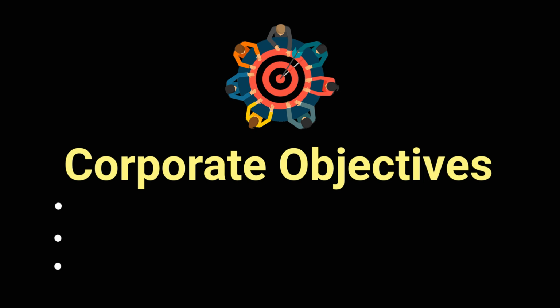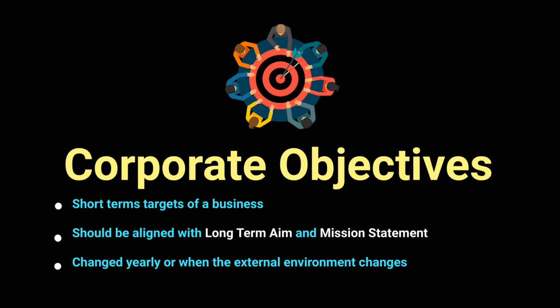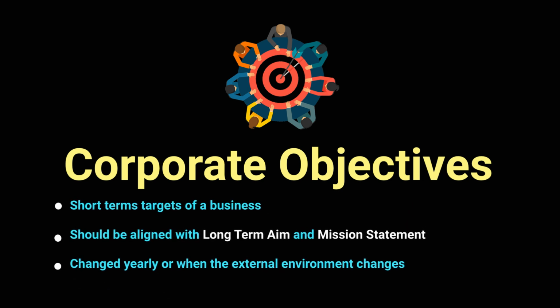Today we will turn our focus towards the third tier of the hierarchy of objectives, which we identified as corporate objectives. Now remember that the corporate objectives are your short-term targets that the business sets itself. It should be in line with the long-term aim of the business and the mission statement as discussed in the last video, and you will periodically have to change your objective depending on either the external environment or upon completion of one objective of the business. So let's go right into it.